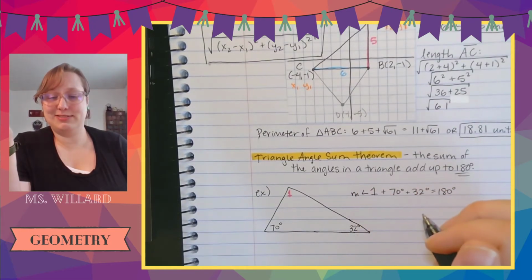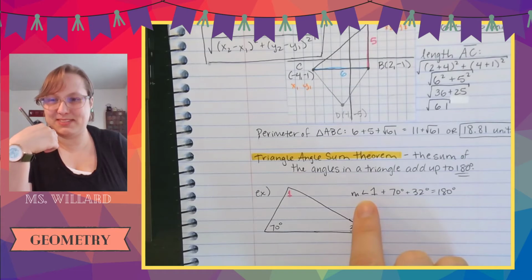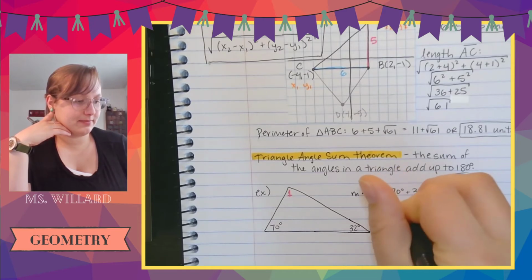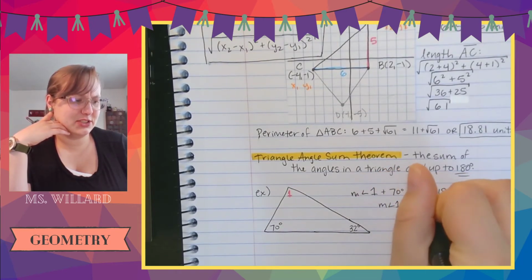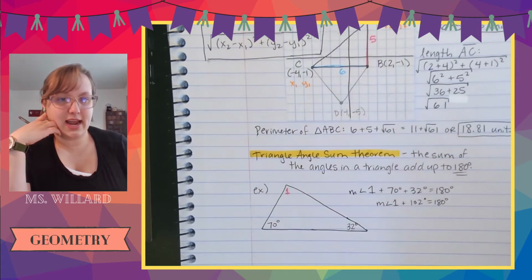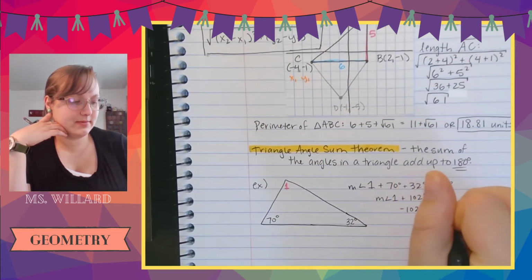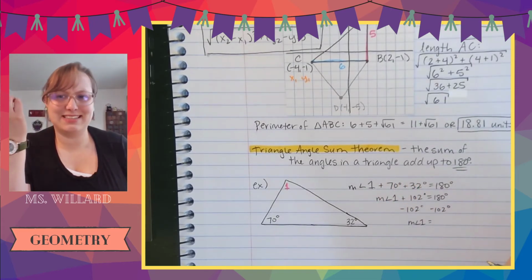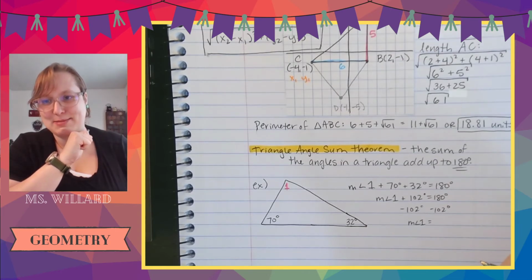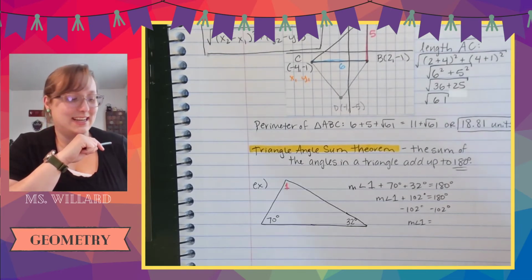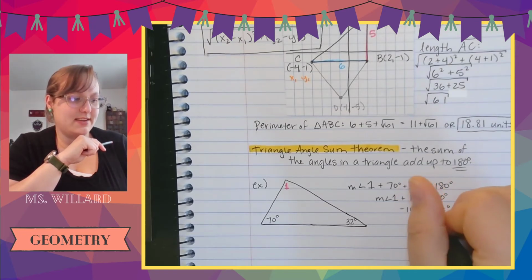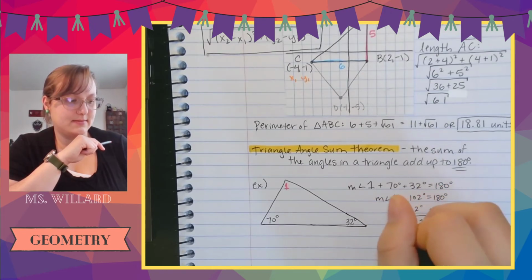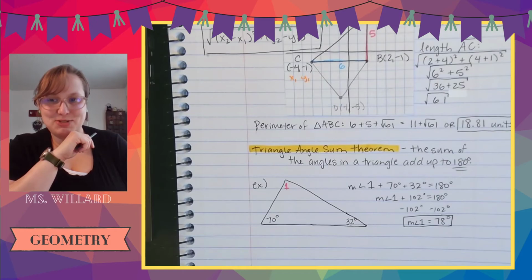And so I'm just going to solve this like a math problem. I'm going to leave this like it's x. This is just like x plus 70 plus 32 equals 180. So the measure of angle 1 plus 102 equals 180. And then I subtract the 102. And then I get the measure of angle 1, which is what I'm looking for, which I didn't say in the question. There's a question that says find the missing angle measure. So sorry about that. Equals 78 degrees. Ta-da!